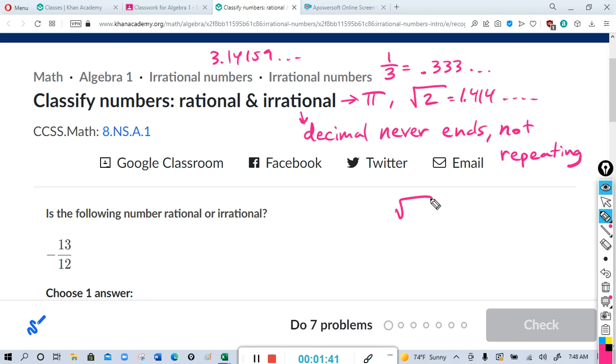Okay, if you have the square root of 25, that's just 5. Okay, so that's a rational number. But the square root of anything else that's not a perfect square, like square root of 26, it's just going to keep going if you try to convert it into a decimal. So it's pretty easy.